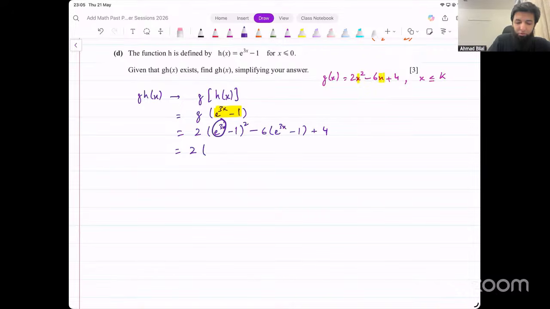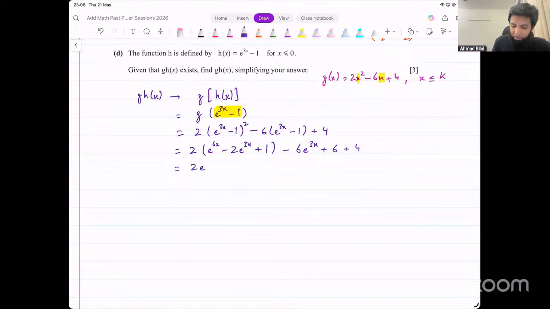(e power 3x) whole squared. What will that be? e raised to power 6x. The powers get multiplied, 3x into 2. Minus 2 into e raised to power 3x into 1. That will be 2 e raised to power 3x. Plus 1 squared is just 1. Simplify the rest of it as well. e power 3x into 6, minus 6 into minus 1, which is plus 6, plus 4.